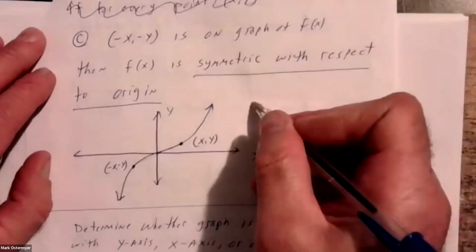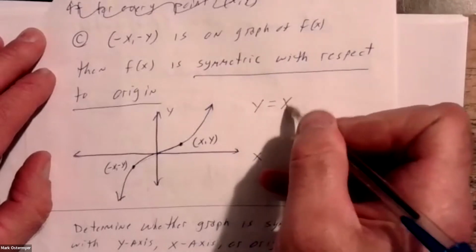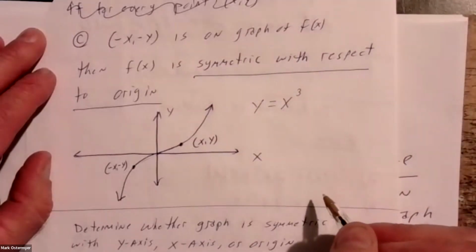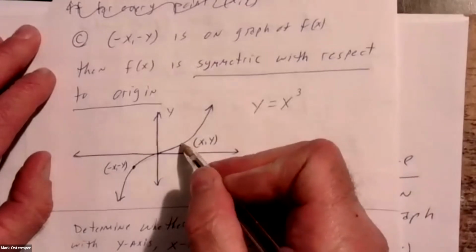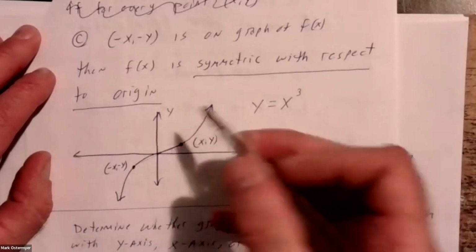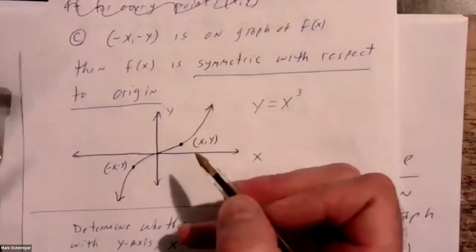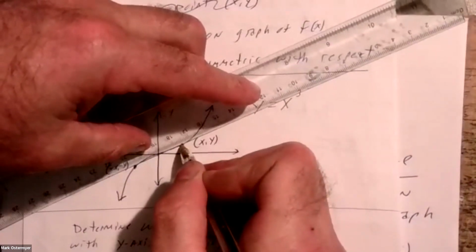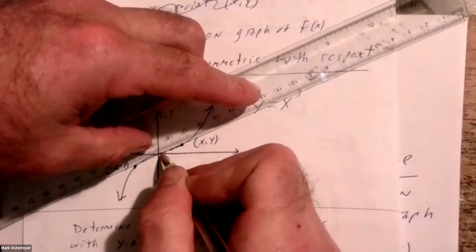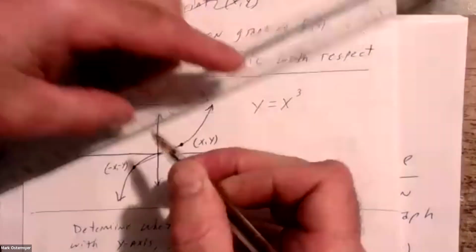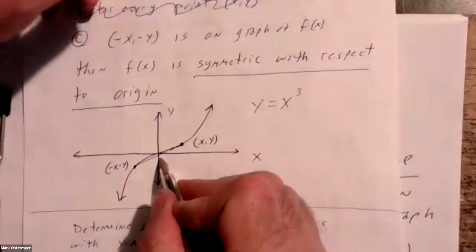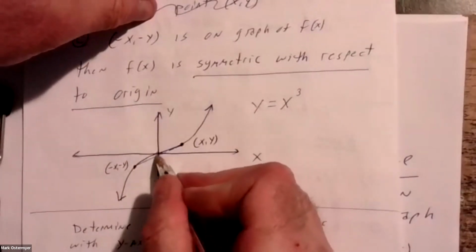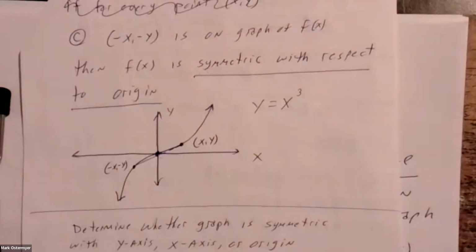And this, you might notice, is the graph of the basic cubic function, f(x) = x cubed. For every point (x, y) on this graph, there also exists a corresponding point (-x, -y) on the graph. And notice, in drawing a line between these two points, I would have to go through the origin. That's why we say this graph is symmetric with respect to the origin.